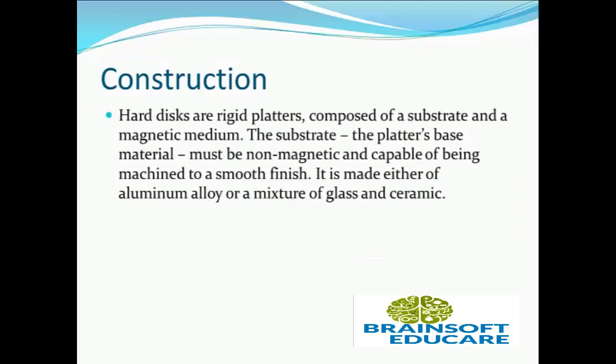Let's see the construction of the hard disk drive. Hard disks are rigid plates composed of a substrate and a magnetic medium. The substrate, the platter's base material, must be non-magnetic and capable of being machined to a smooth finish. It is made either of aluminium alloy or a mixture of glass and ceramic.